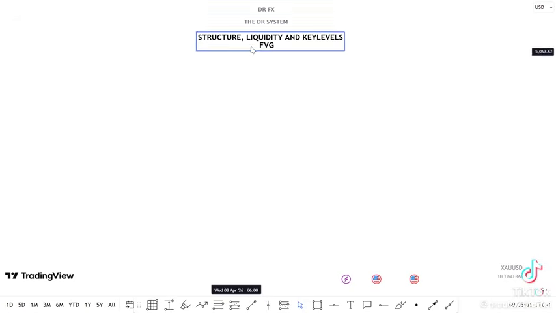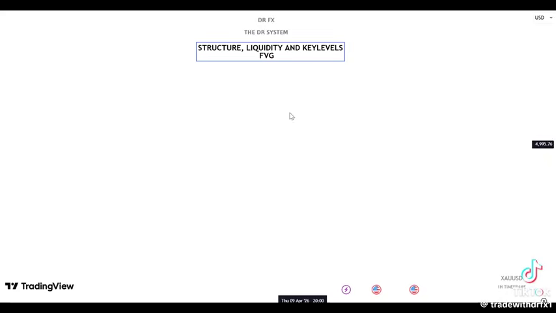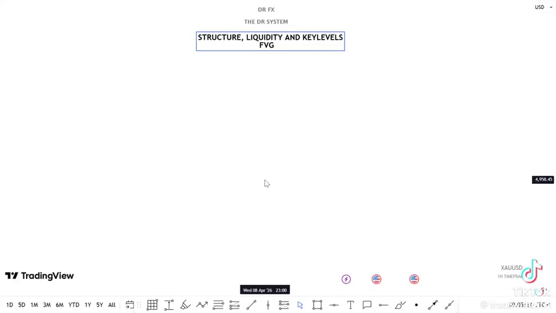Now, first of all, structure, liquidity, and key level is a concept on its own that has a very good reputation from people that effectively trade it. Also, shout out to the fourth man because he actually is the creator of this particular concept. And that is how we found a way to navigate through the market and understand price action.